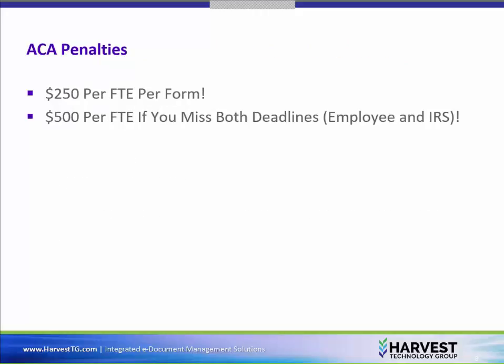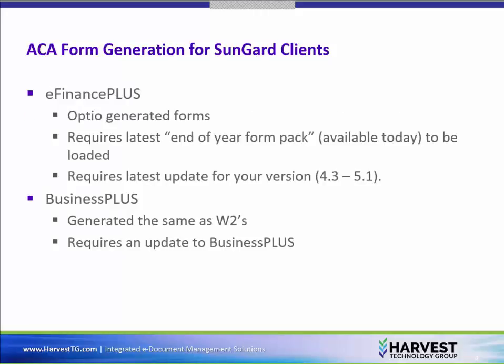The penalties. So the stick, on the other side of the carrot, is that for each form that you miss per FTE, there's a penalty of $250. So if you were to miss both deadlines, both the deadline for submitting the documents to the employee and to the IRS, it's $500 per FTE. So some pretty hefty fines if we're not able to meet this compliance. And the good news is SunGard has been obviously very proactive and is providing the means by which we can achieve this compliance in conjunction with Content360 if you choose to go that route.